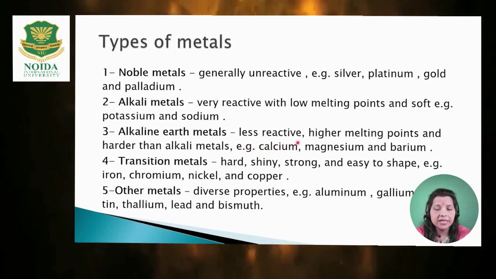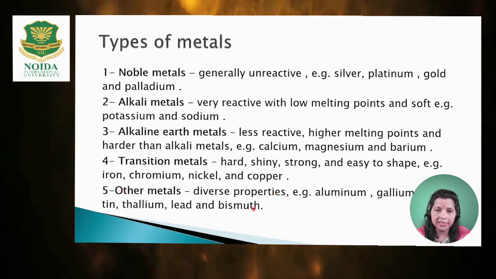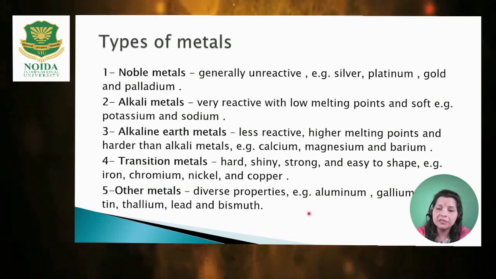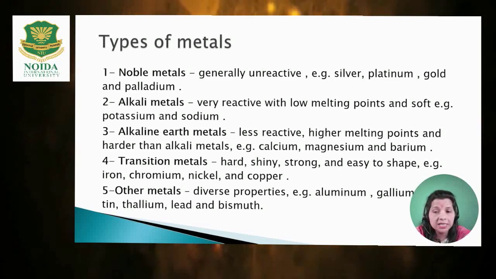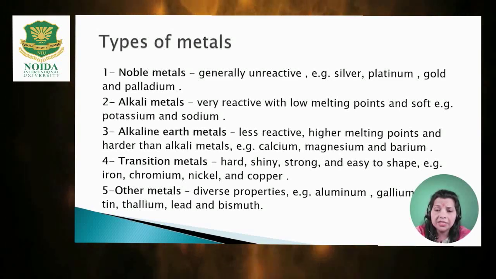They are less reactive, with higher melting points and harder than alkali metals, for example calcium, magnesium and barium. Transition metals are hard, shiny, strong and easy to shape, for example iron, chromium, nickel and copper, right? Then the fifth category is other metals, which have diverse properties rather than the general properties, and that's why they have versatile uses or applications. For example aluminium, gallium, tin, thallium, lead and bismuth, right?